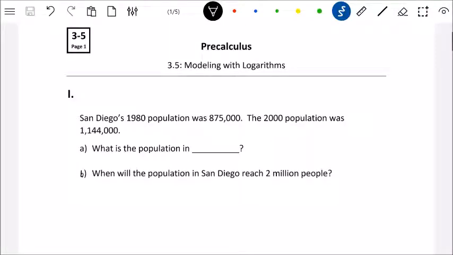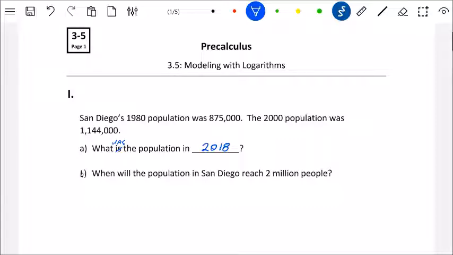Let's take a look at how we can model a situation with logarithms. So we're going to use this one of the population of San Diego starting in 1980, and then knowing about the 2000 population, we're going to find what the population was in 2018. And then, when will the population reach 2 million people? Well, let's figure that out.